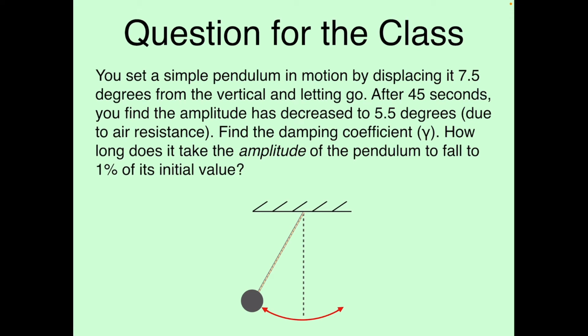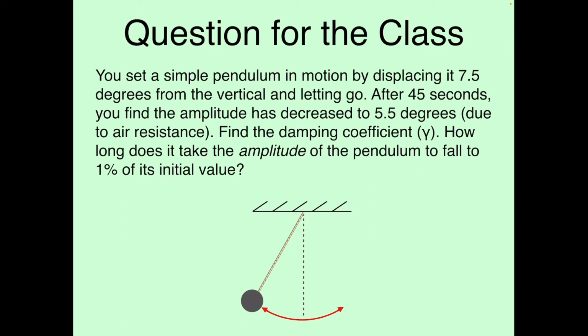Okay, so here's another one to think about. You set a simple pendulum in motion by displacing it 7.5 degrees from the vertical and letting it go. So at the start of the motion, the angle between the string and this vertical line is 7.5 degrees. After 45 seconds, you find that the amplitude has decreased to 5.5 degrees. And this is because realistically, you're going to have air resistance acting on your pendulum and eating away the energy from it.